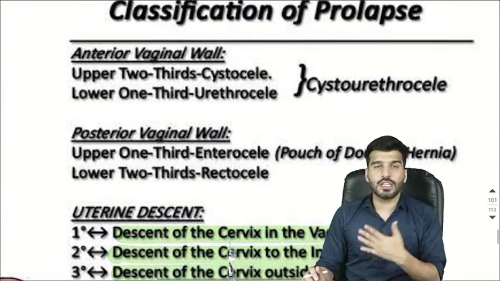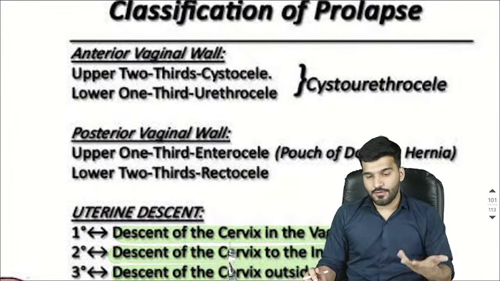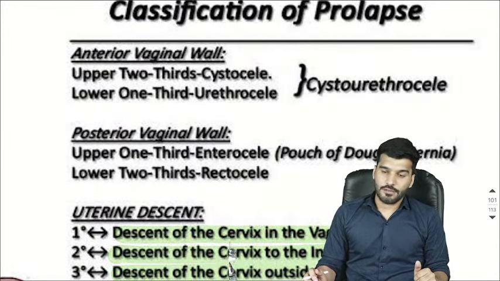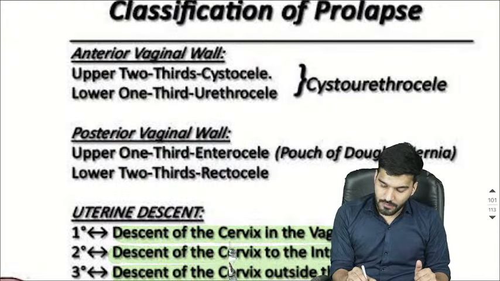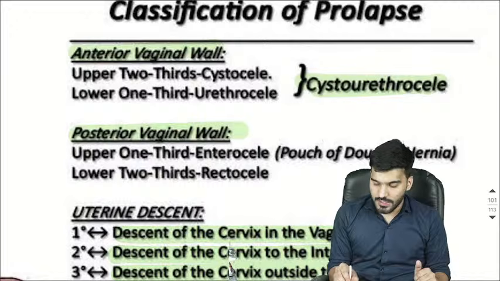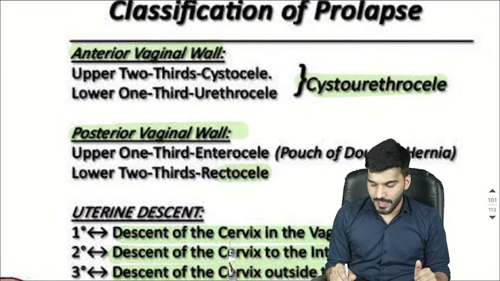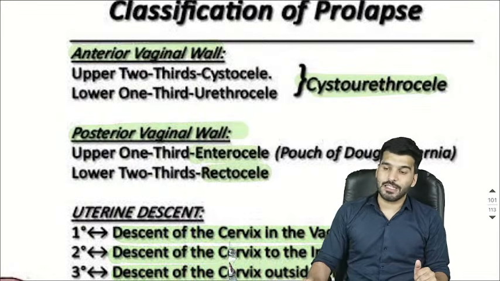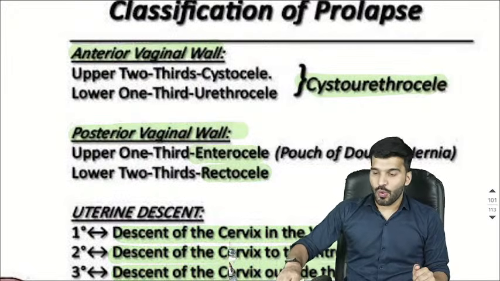Now anterior vaginal wall, it will affect the bladder. It will involve the bladder, so the patient will have the cystourethrocoele. Okay. Posterior vaginal wall को include करेंगे. So there will be an enterocoele and rectocoele. Enterocoele and rectocoele. So what to do further?